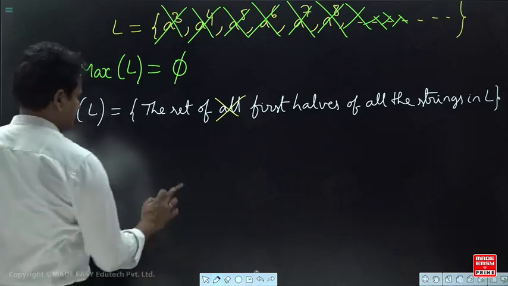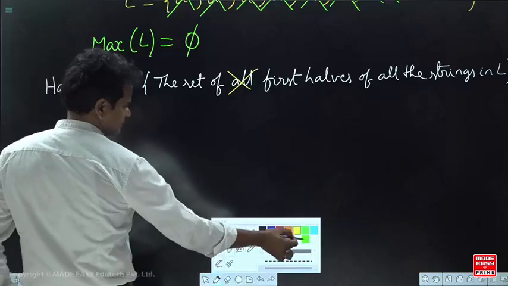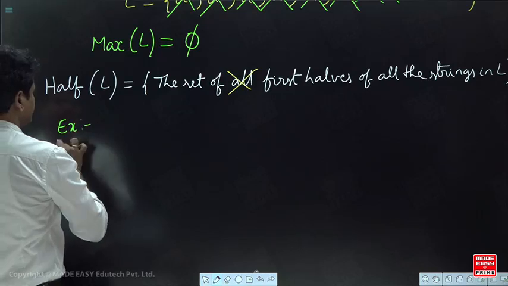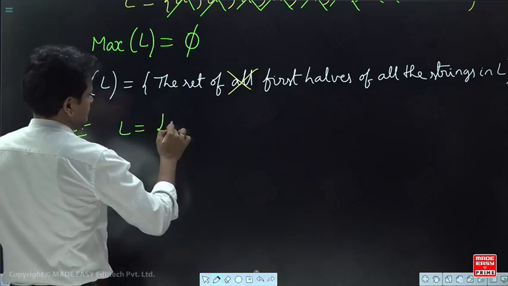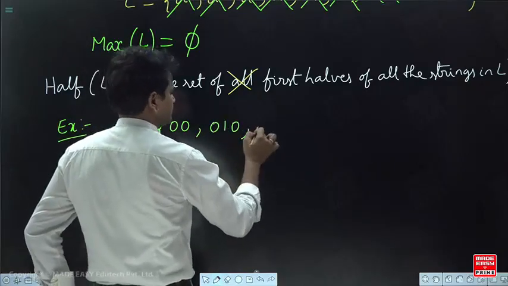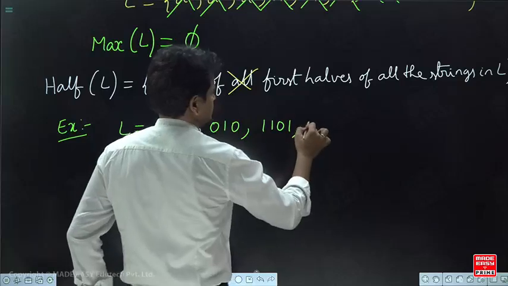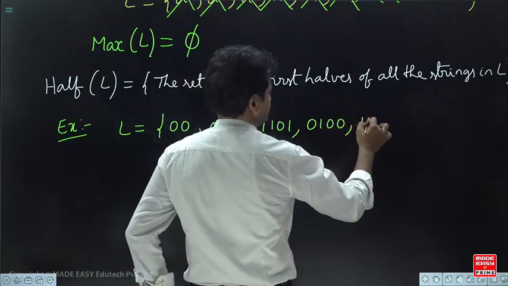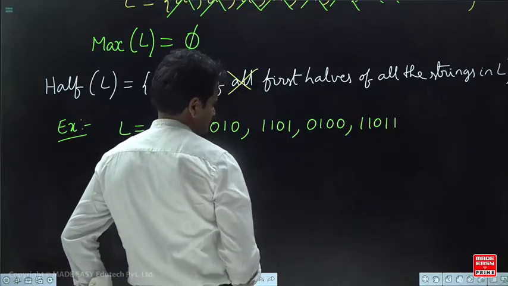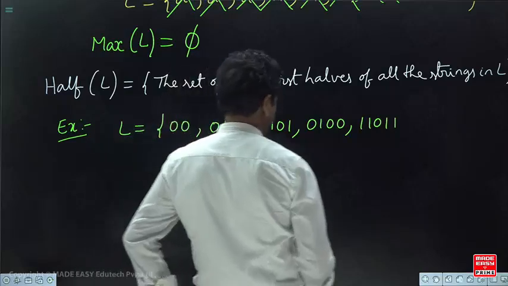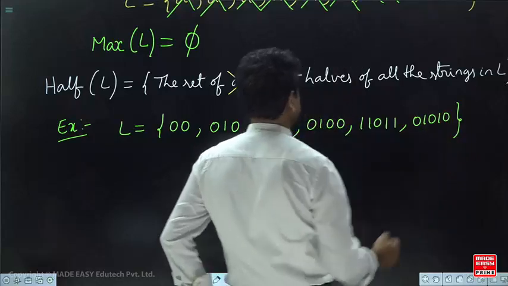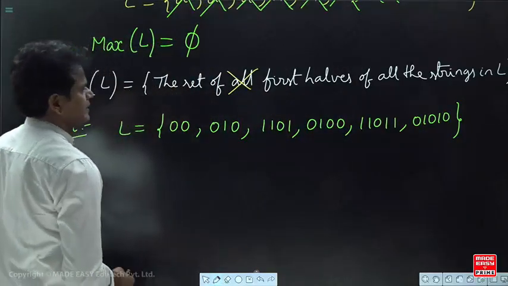Okay, now what does it mean? Very simple, guys, very simple one. Take an example: L equal to 00, 010, 1101, 0100, 1011. Okay. Next, 01010. Okay, let this be it. Now.